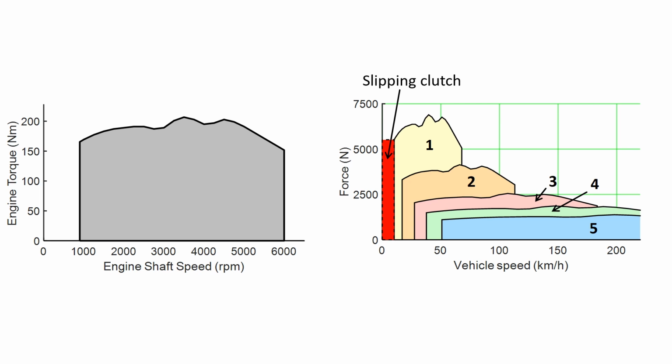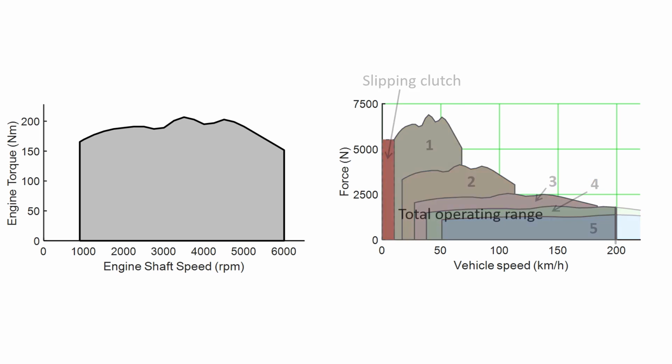There is also a top speed limit, which in this example is 200 km per hour. The top speed is typically determined by factors which are not powertrain related, like high speed stability of the chassis or capacity of the brakes. It is the engine control system which prevents the engine to provide any torque above the top speed. We can now conclude that the powertrain has this total operating range in the force speed diagram when considering all gears, the top speed, and the possibility to slip the clutch at very low speed.